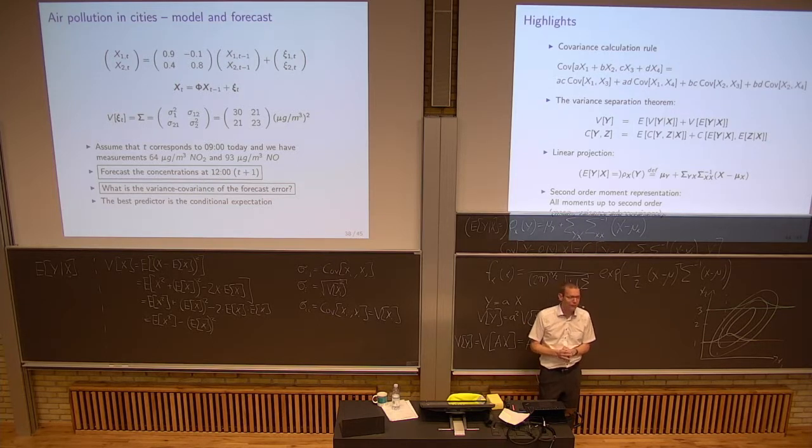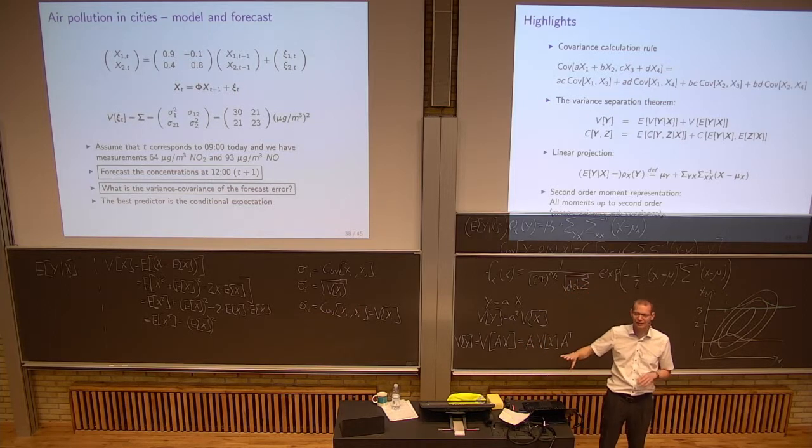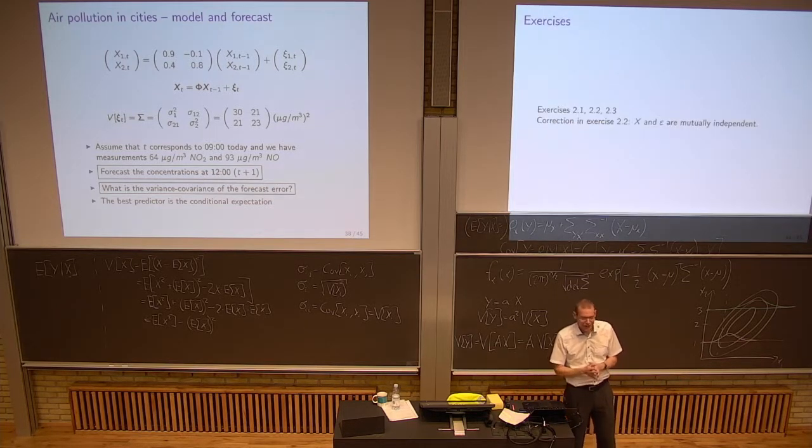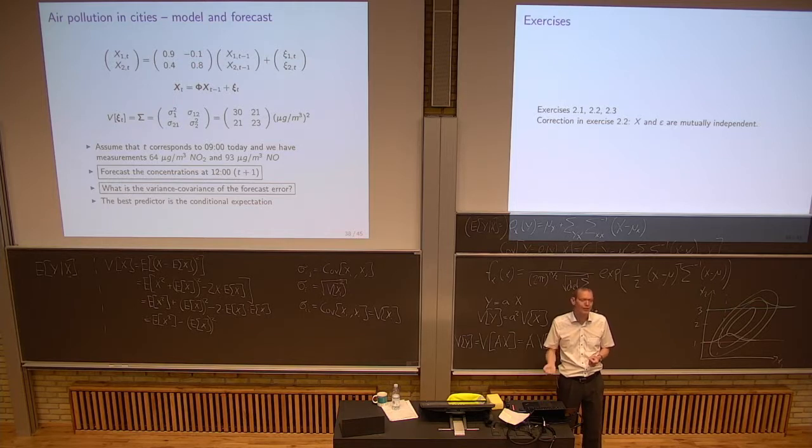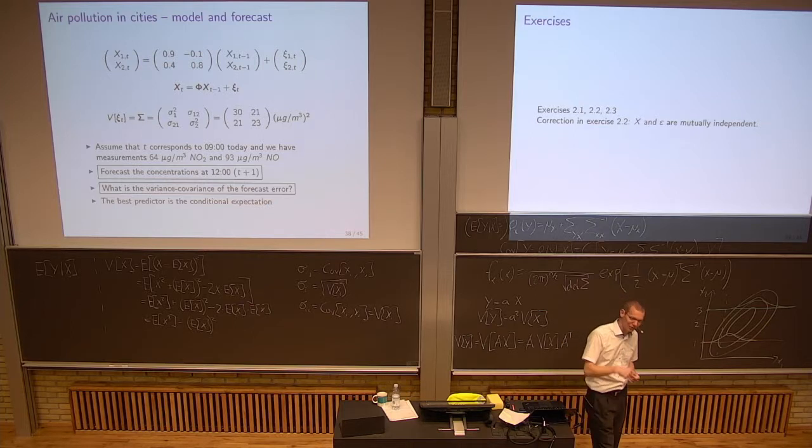So I tend to always have a slide at the end saying, these are my highlights. You can always look at that later because you have the handouts. Exercises for today are chapter 2, 1, 2, and 3. There's one thing that is not written correctly in exercise 2. That is that it states there that x and epsilon are uncorrelated. It should say independent, as we discussed earlier.